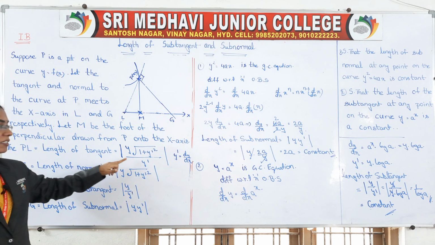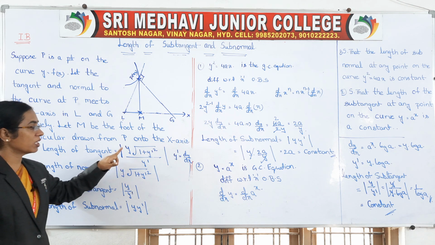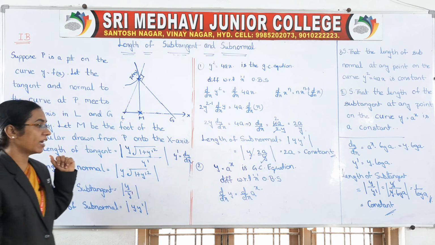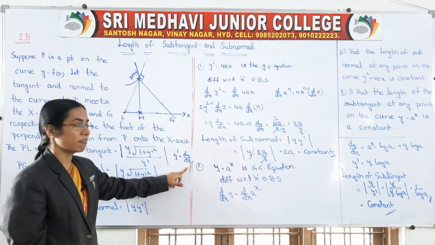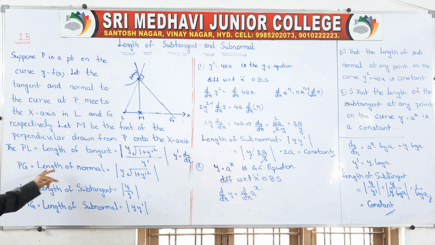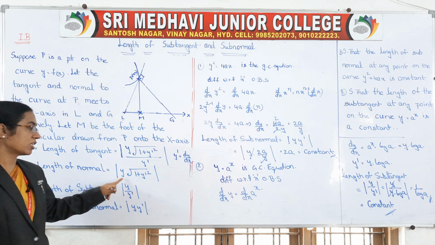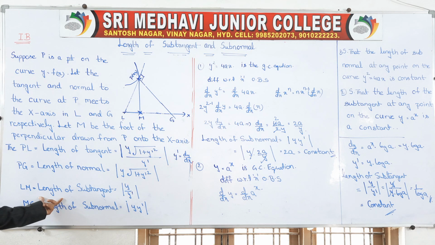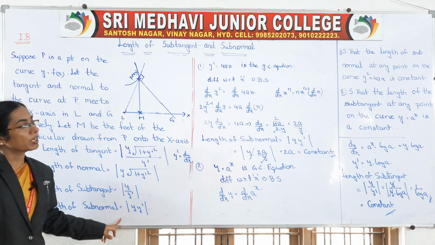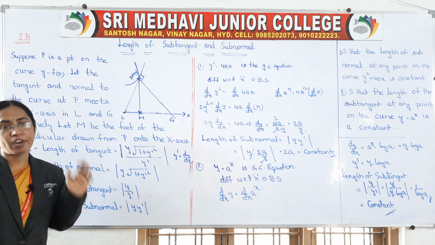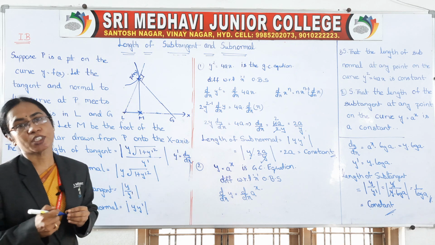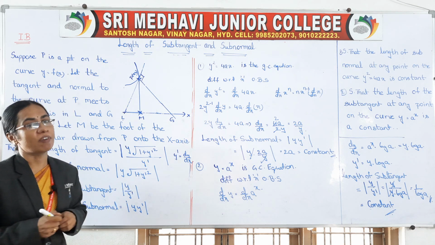Their formulas: length of the tangent is equal to modulus of y into root of 1 plus y dash square by y dash, where y dash is dy by dx. Similarly, length of normal is modulus of y into root of 1 plus y dash square. Next, length of subtangent, length of subnormal. In all these formulas we need the y dash value. Y dash means differentiating y with respect to x.